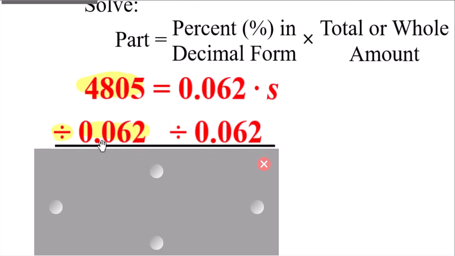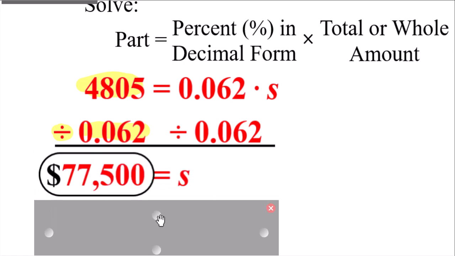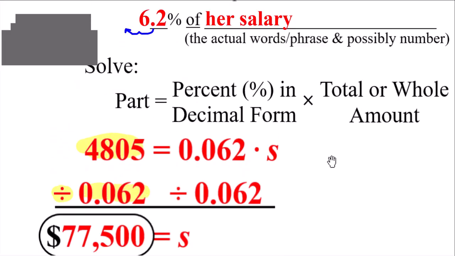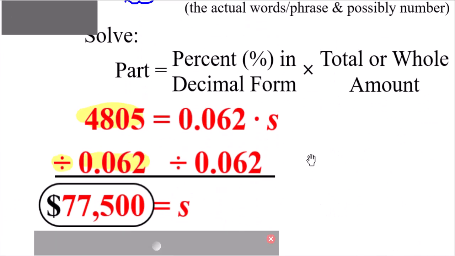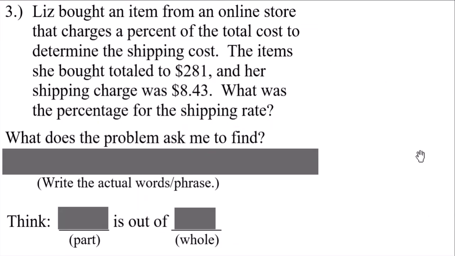Type that in your calculator. Make sure you got the 0 there to the right of the decimal point. That's important. And that should give you 77,500. If you only got 7,750, maybe you lost the 0 here, or didn't have the decimal point in the right place. Always double check that you're typing things in your calculator correctly. So there you go. That is her salary, which is what the problem was asking us to find. And by the way, we should always make sure our answers make sense. Should the salary be more than what you're giving to charity? Yes, it should be. The charity was $4,805. Does that sound like it would be 6.2%, a small percentage of the salary? Yeah, it does. All right, let's try number 3.